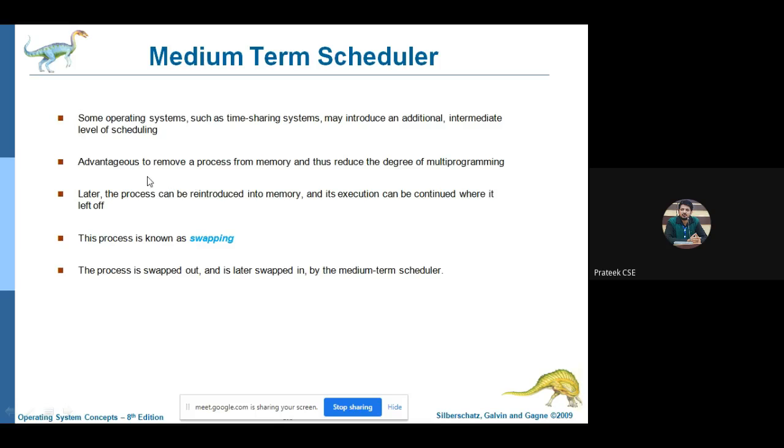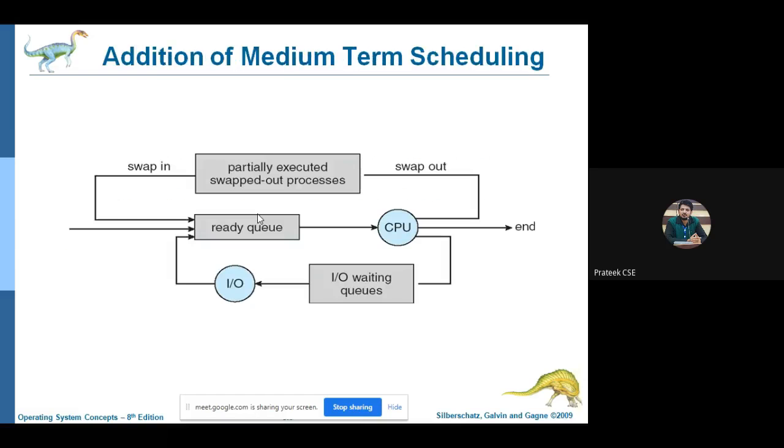So you can see the advantage of the medium-term scheduler is to remove a process from the memory, and this reduces the degree of multiprogramming, which simply means the number of processes in the RAM, and later on, whenever required, the process can be reintroduced into the memory and its execution can be continued where it left off. So it depends. If the process is no longer required to be in the RAM, then it can be sent back to the new state, and whenever required, it can be sent back to the ready state.